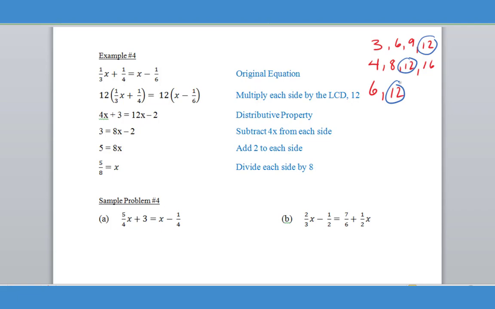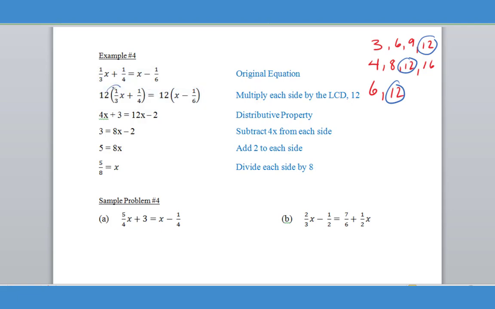And so what I want to suggest that you do is that you're going to multiply both sides by 12. If you remember the golden rule of algebra, if I do something to one side, I have to do it to the other side. What this is going to do is create the effect of eliminating all of the fractions. So if I multiply 12 times 1/3, I'm going to multiply the 12 times the 1, which is going to be 12 over 3, and then 12 divided by 3 is 4. So that's going to leave me 4x.